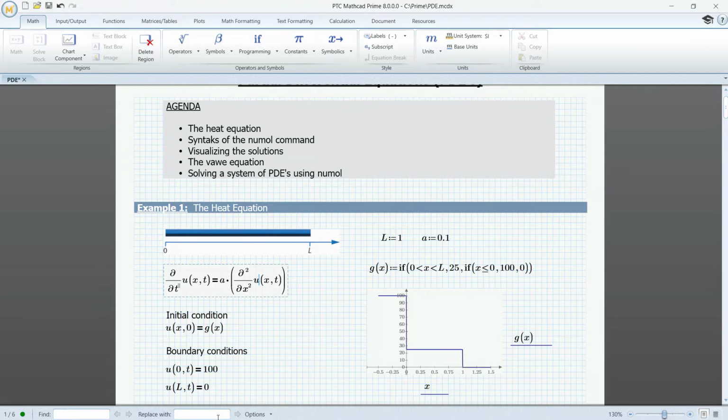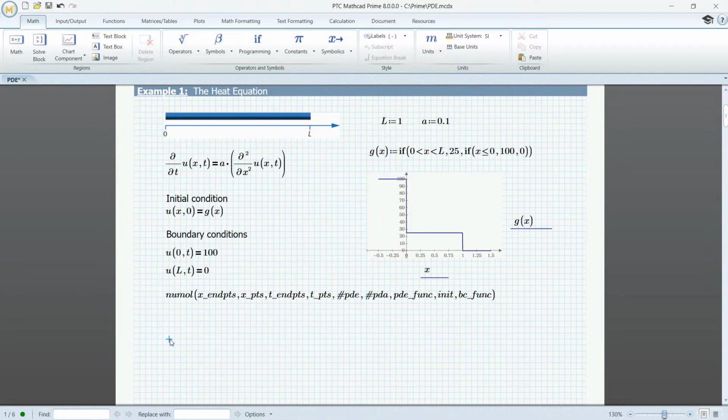The boundary conditions are the constant temperatures at the ends, 100 at the left end and 0 at the right end. To solve the heat equation under these conditions, we'll use the function numol, which has the syntax. To use this function, we must provide 9 parameters. The first 6 of them are quite simple.